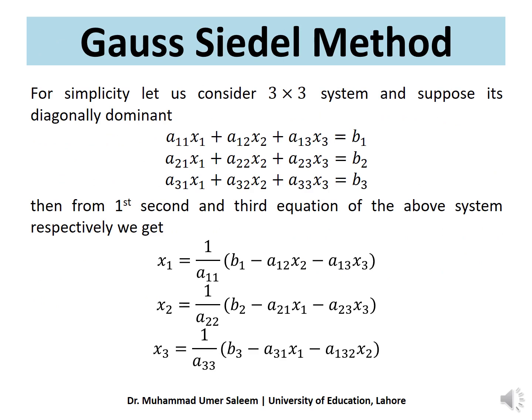So the first numerical method to find the solution of a system of linear equations that we are going to study is the Gauss-Seidel method. For simplicity, we are considering a 3 by 3 system, and we suppose it's diagonally dominant. So we have written this in general form. Then from the first equation, we find the value of x1. From the second, we find the value of x2, and from the third, we find the value of x3 respectively. Then we get these equations.